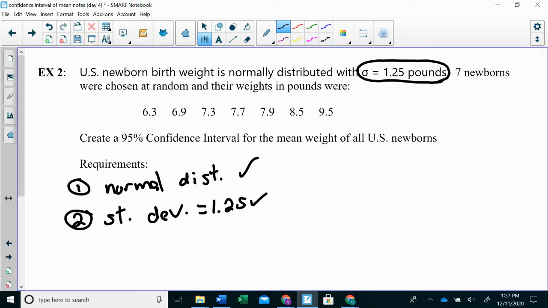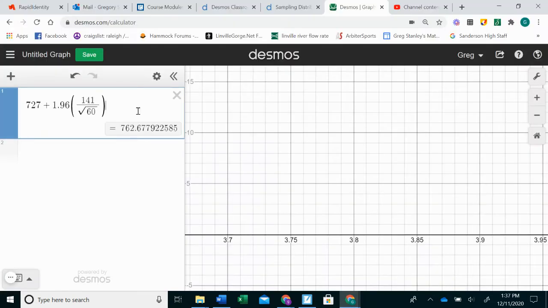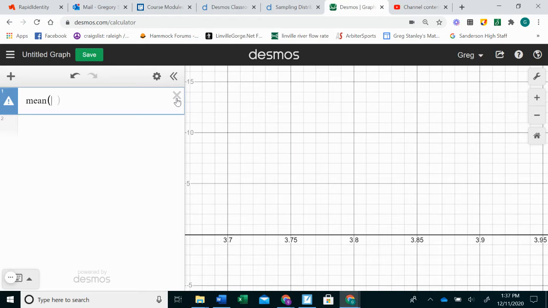Now, one thing about this problem, we don't know what the mean is. Right? We don't know what the mean is. However, we can calculate the mean using our data. So again, one way to calculate the mean is add all this up, divide by how many there are. In Desmos, what I find to be an easier way is to type in mean and then type in all of the numbers separated by a comma.